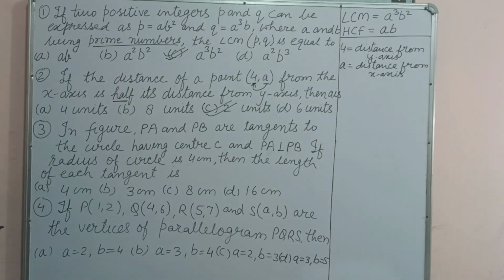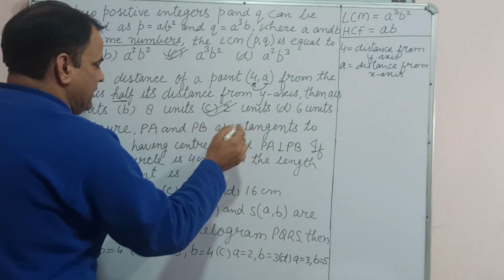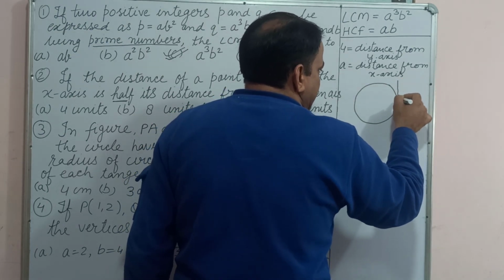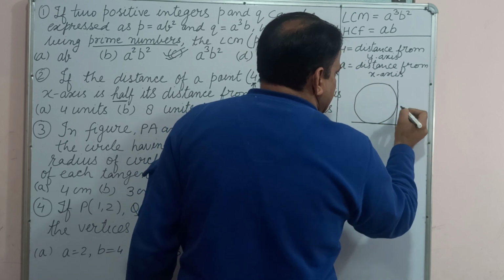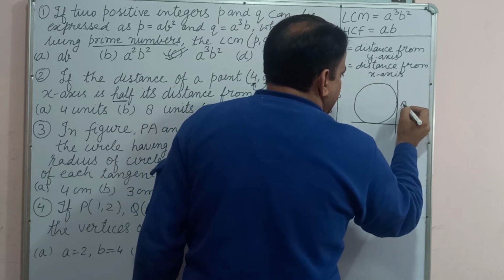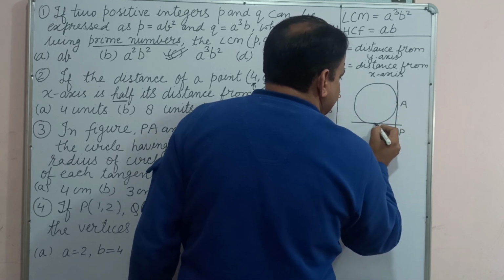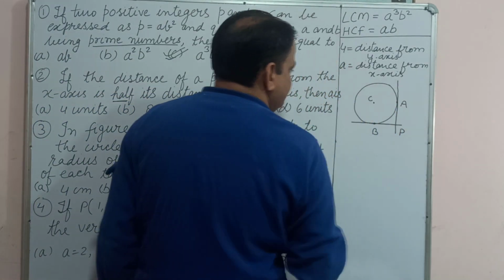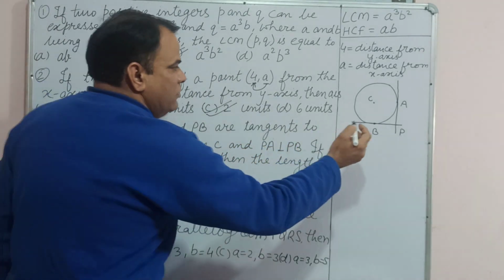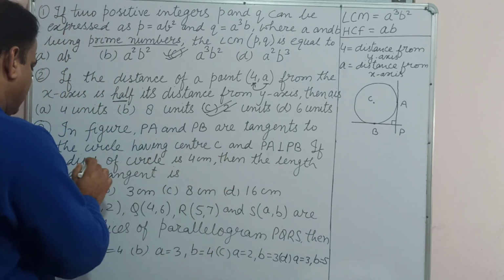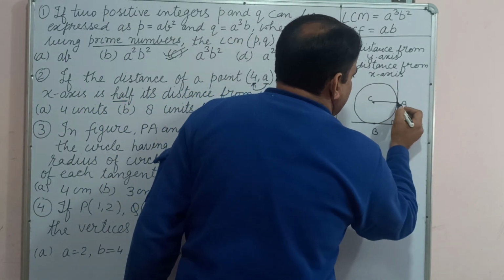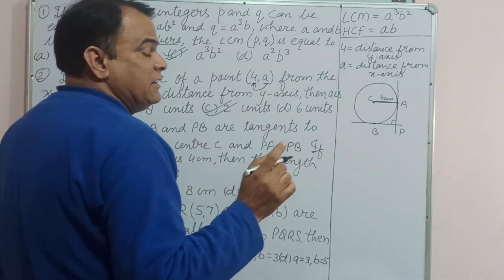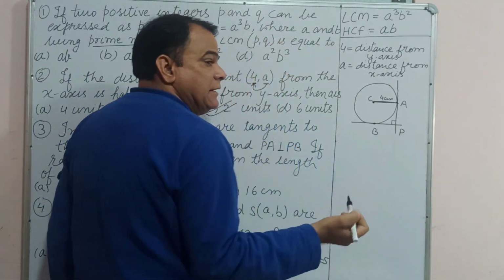Now third question. In the figure, PA and PB are tangents to the circle having center C. We have to draw a circle. These are two tangents, PA and PB, of the circle of center C, and PA is perpendicular to PB. This is the 90 degree angle. The radius of the circle is given as 4 cm. Then we have to find the length of each tangent, AP or BP.